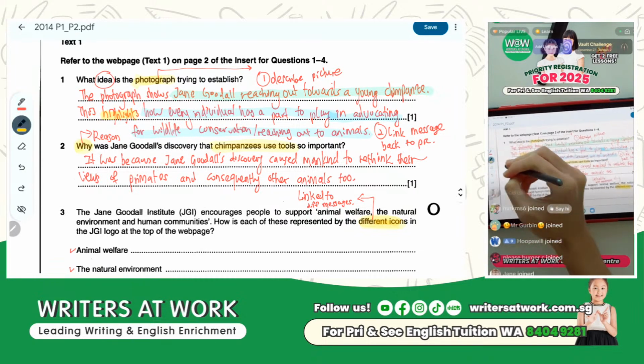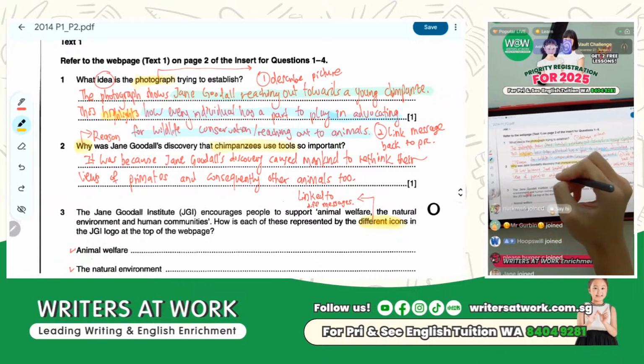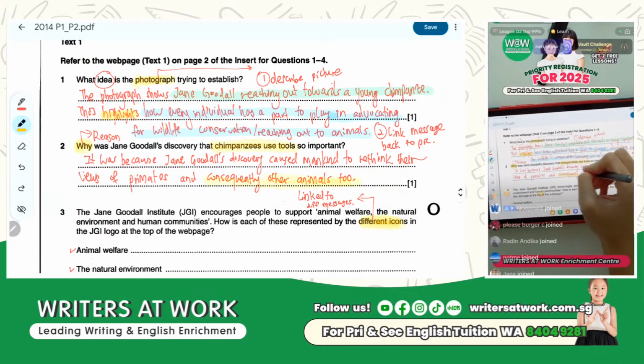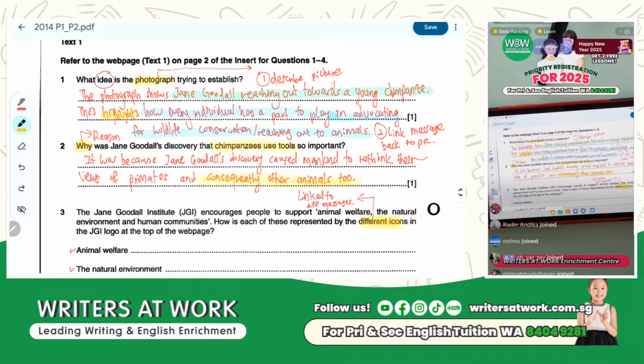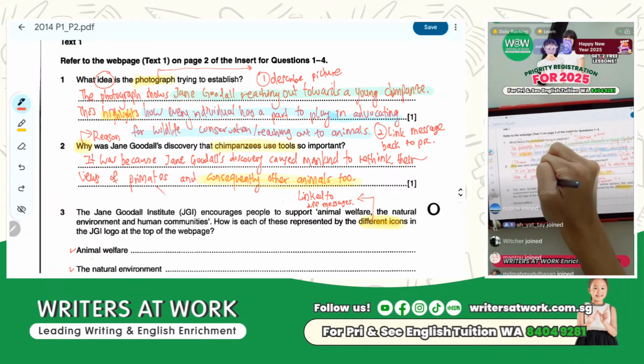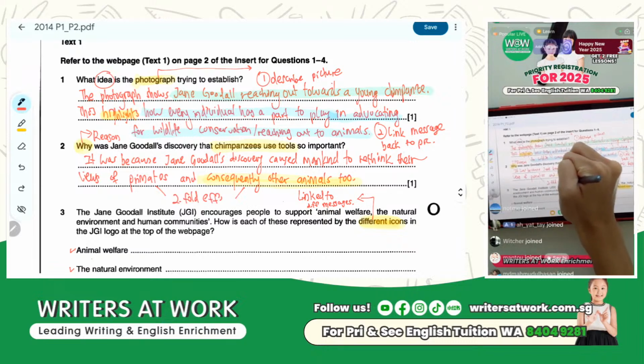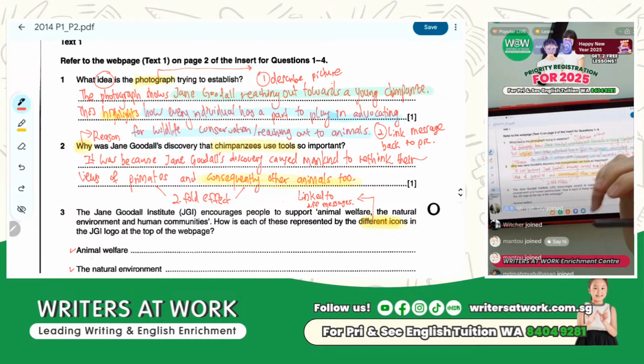Okay, so I think the thing that a lot of people would miss out is this. It's not just about how human beings look at the chimpanzees with a different view. But no, it's also this idea that not only chimpanzees but other animals. So this is a twofold effect, because there are 2 different effects that we need to consider and highlight.